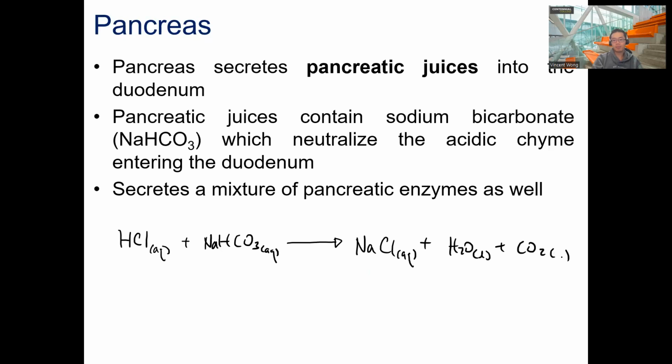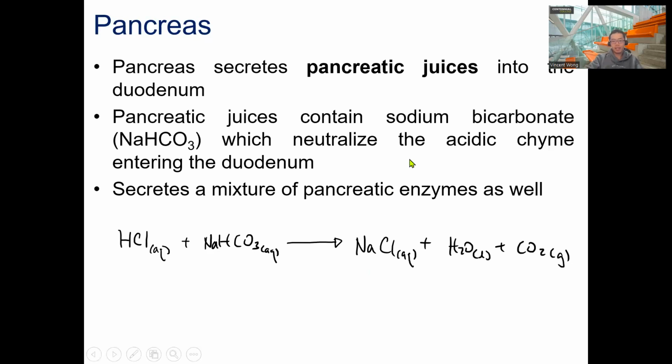Yeah, so sometimes people burp, right? That's the gas coming out. So that's the neutralization process. All right, that's what the sodium bicarbonate is for. If we don't have adequate secretion of sodium bicarbonate, then the acid will irritate the lining of the duodenum. Okay, and that could lead to duodenal ulcer in severe cases.